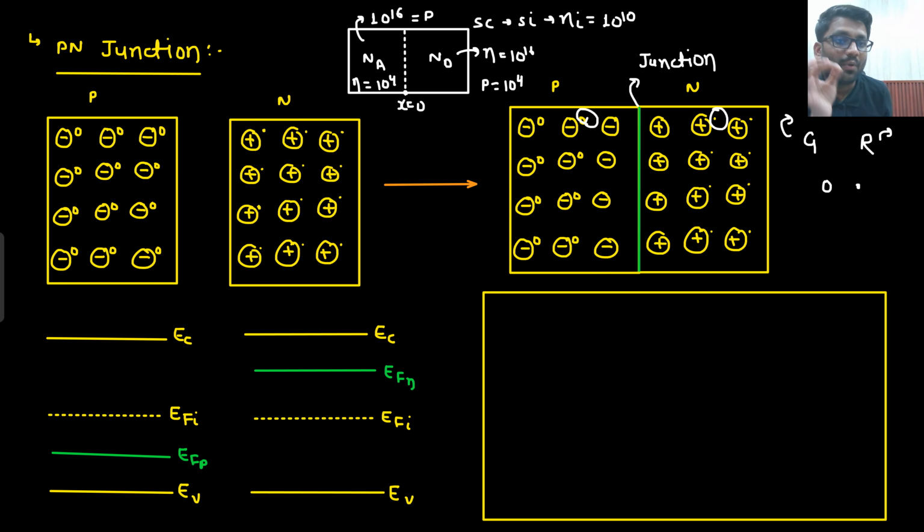But who will have the more probability of getting eradicated? Whatever has happened with this hole and this electron could have happened with this hole and this electron as well. But who will have the more probability? Sir, these holes will move before these holes, because these holes will see the highest concentration gradient. All these concepts we have already studied in the N plus N junction.